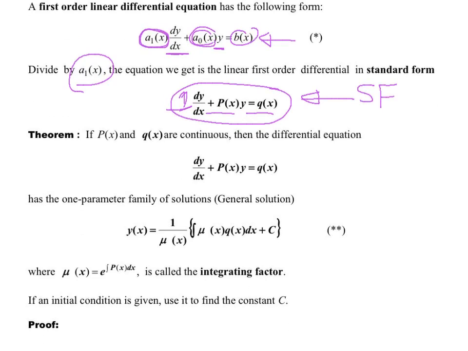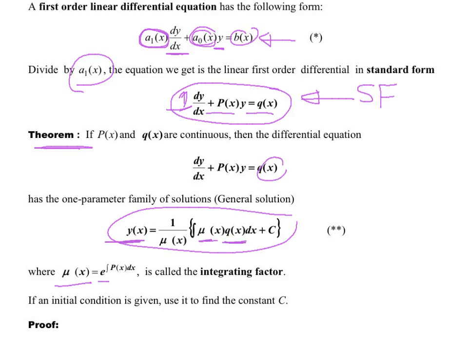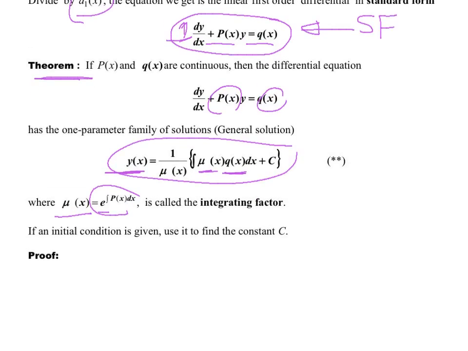To solve it, simply we have to use this rule, which is given by the theorem. y(x), the solution, is 1 over mu times the integral of mu q. Q is this, and the mu is e to the power integration of p. P is the coefficient of y. This rule can be derived, or this theorem can be proved.